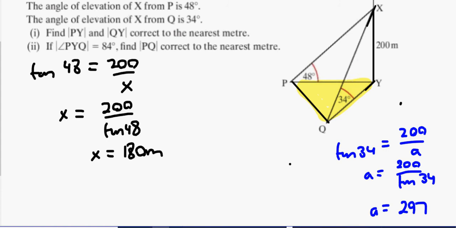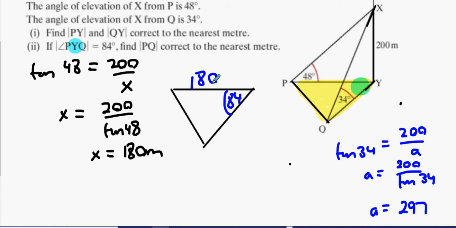Now what angle are you looking for? What's the center letter? Y. So you're looking for this angle here. So if you will, this is a flat triangle, and you're looking for this angle here. Now what you already know, you know that's 84. You know that PY is what? 180. You know QY is 297, and you're currently after the red line here. The red line is P to Q. What rule should you use if you have side angle sides? Cosine rule.